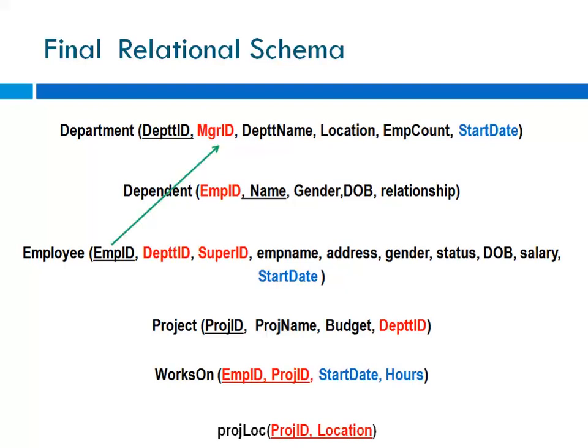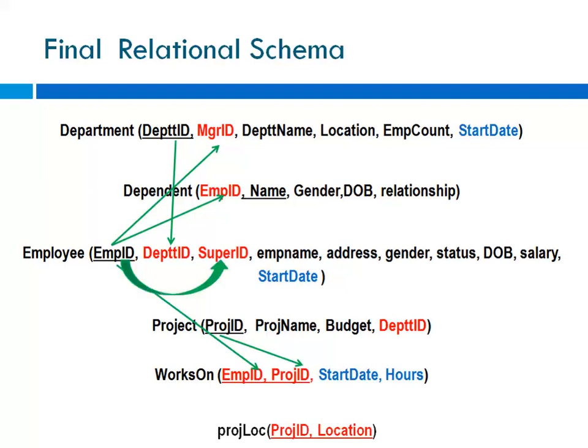Employee ID is a foreign key in department, taking the manager ID. Then employee ID is given to the dependent table as a foreign key. Employee ID, the primary key, is given in the works on table as a foreign key. Then project ID, the primary key from the project table, is given as a foreign key in the works on table. Then department ID, the primary key from the department table, is given as a foreign key in the employees table to define that this employee works in this department.